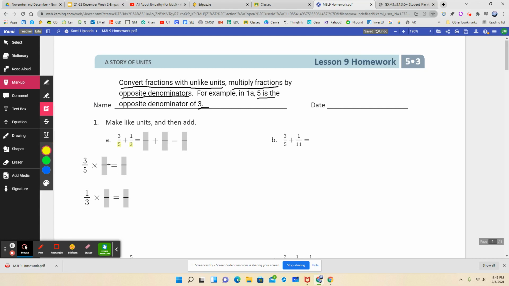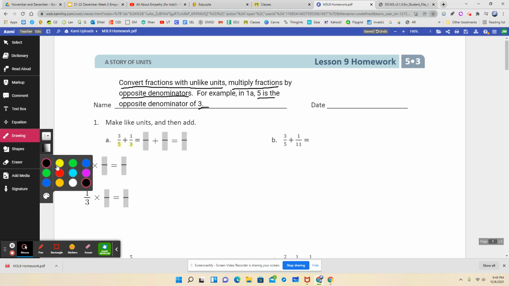So let's do that. I already separated these fractions, which are the two fractions that we're going to convert into fractions with like denominators. Remember, we're not changing the value of the fraction. We're finding equivalent fractions. Let's get to that.